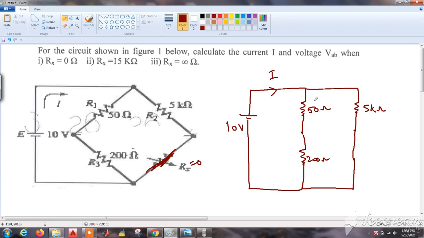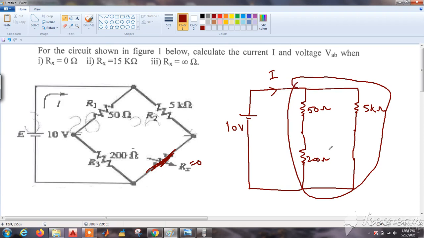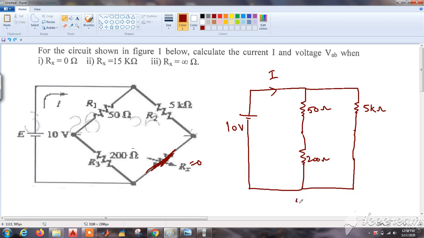Now we will consider this and transform it into one single resistance so that we can find our current easily. So we can see that 50 and 200 are in series. So 50 plus 200 ohms is in parallel with 5 kilo ohms.